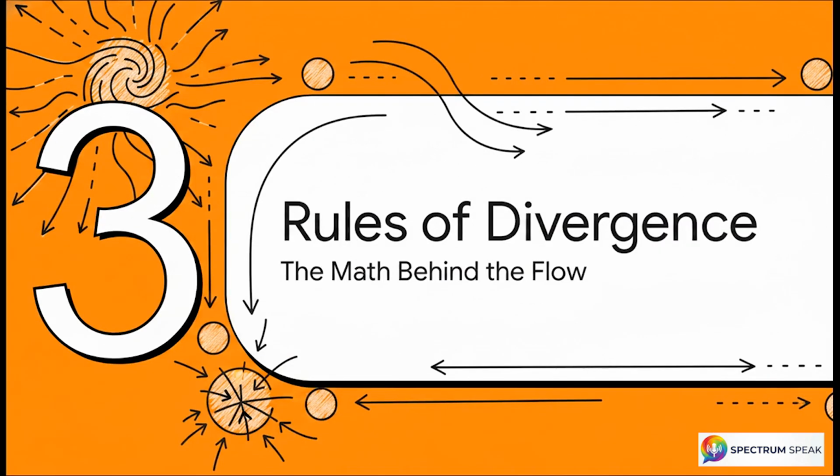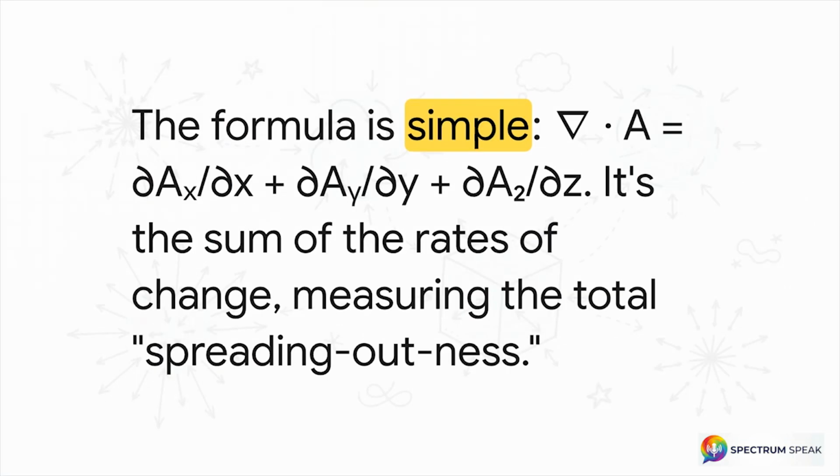Okay, so now that we have this solid intuition about what divergence is, let's check out the math. How do we actually calculate that source or sink strength at any given point? For our standard x, y, z coordinate system, the formula is actually pretty straightforward. It's just the sum of three simple terms. All you're doing is asking three questions. First, as I move along the x-axis, how much is the x component of my vector changing? Then, as I move along the y-axis, how much is the y component changing? And finally, the same for z. You just add those three rates of change together, and boom, you've got the total spreading outness at that point.